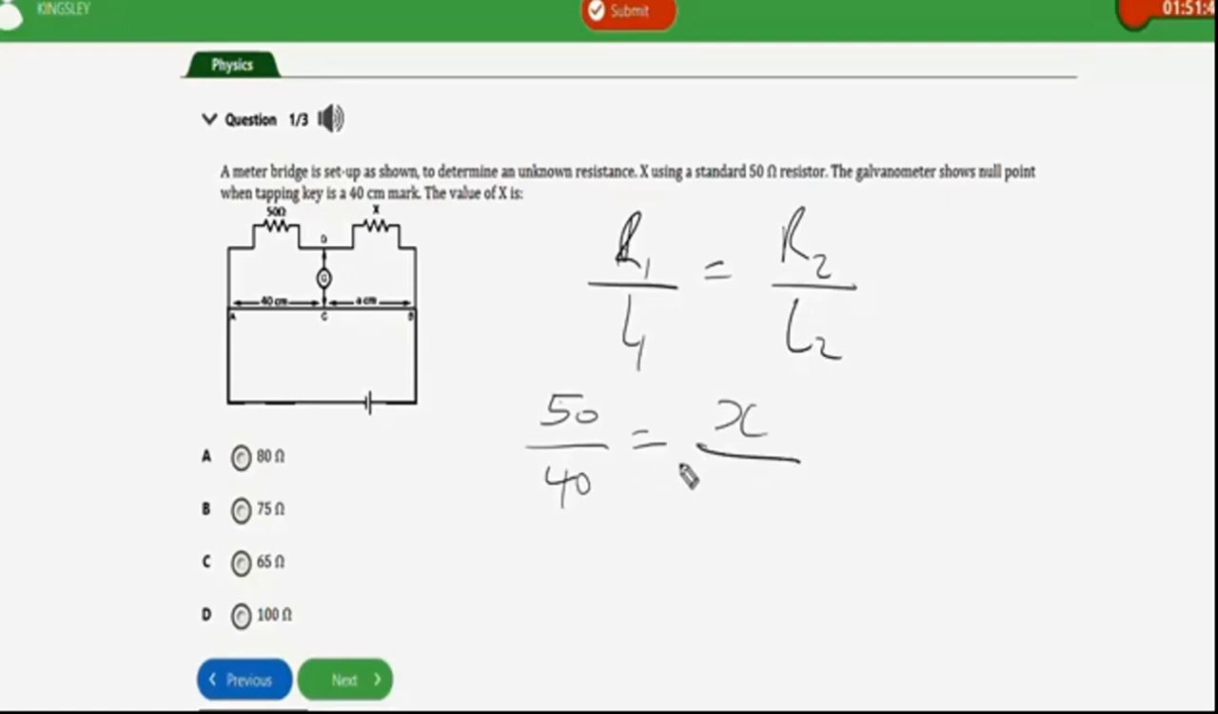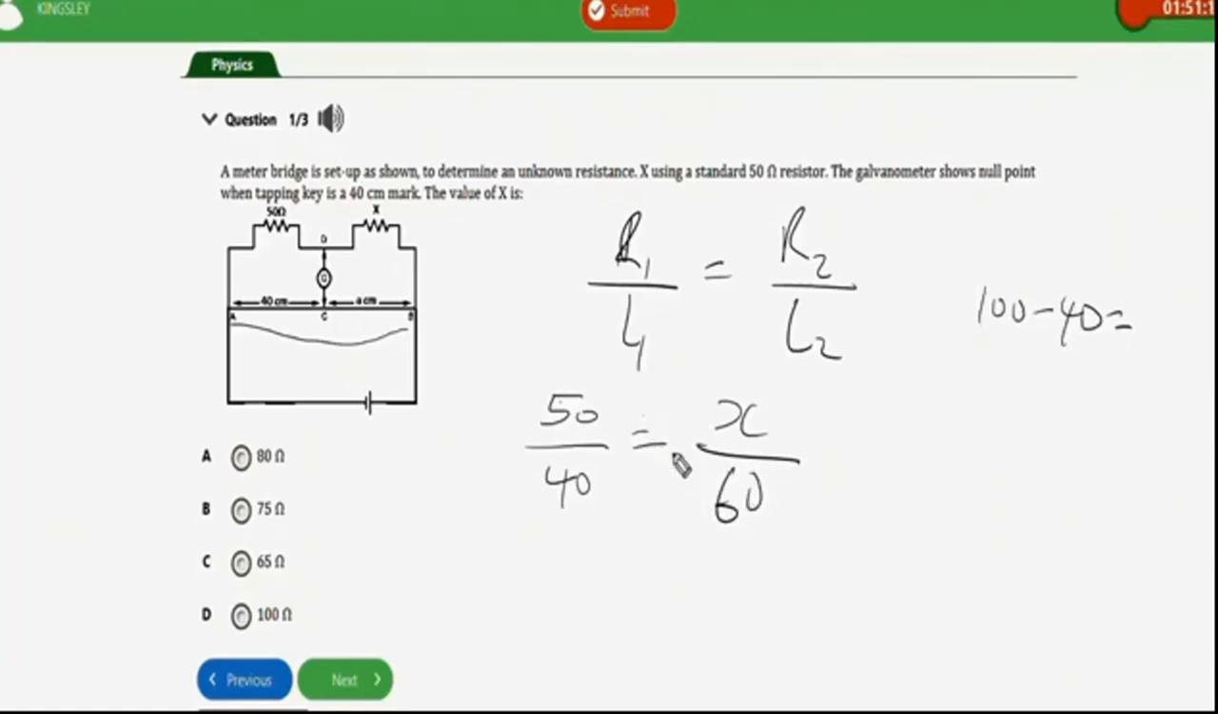Now to get the L2, if you look at this diagram, from here to here is 100 cm. So to get the second length, what you do now will be to subtract 40 from 100. So when you subtract 40 from 100, that's 100 minus 40, the L2 will be what? 60. Okay, so that's 60 cm.